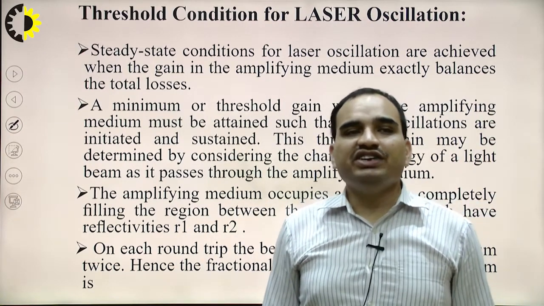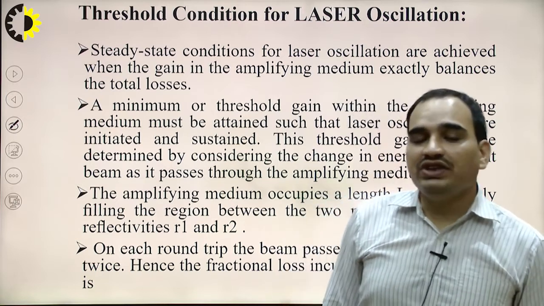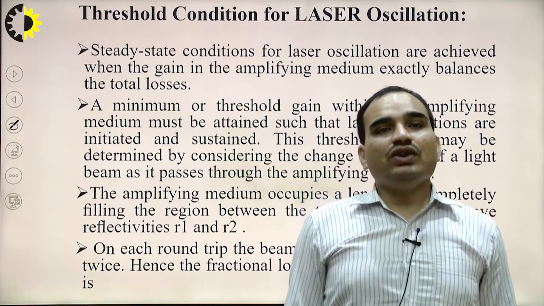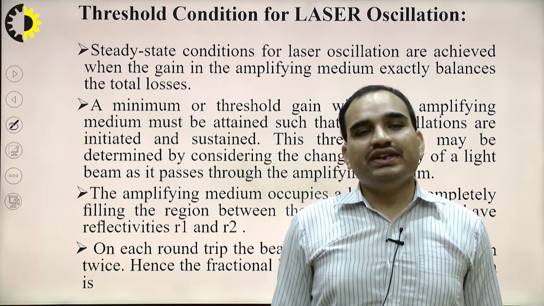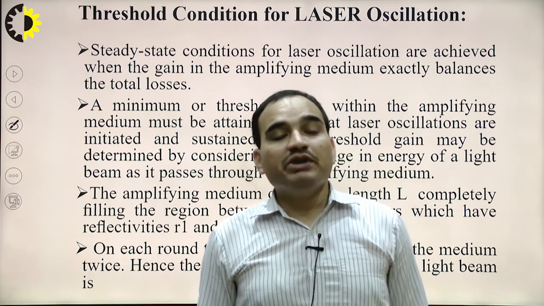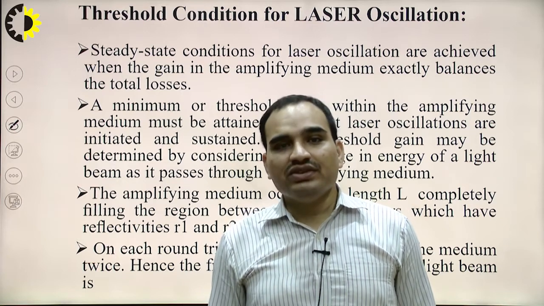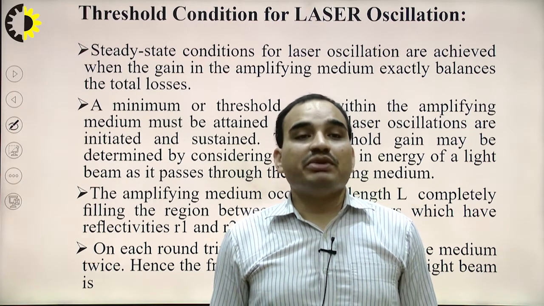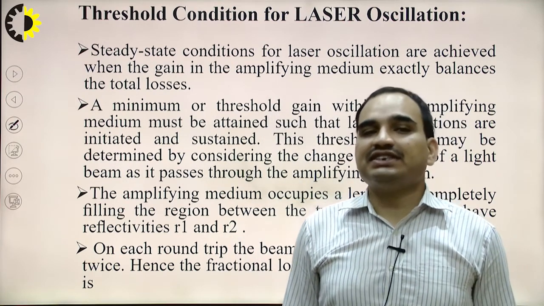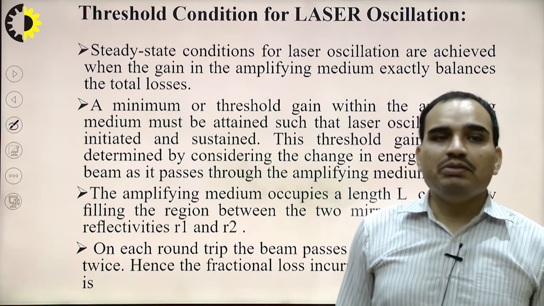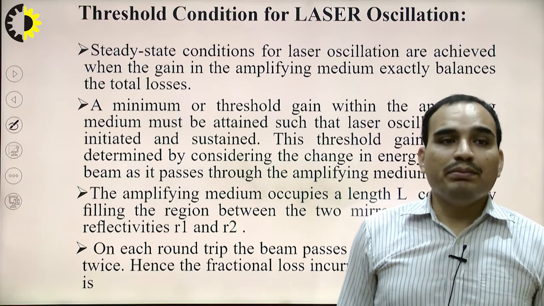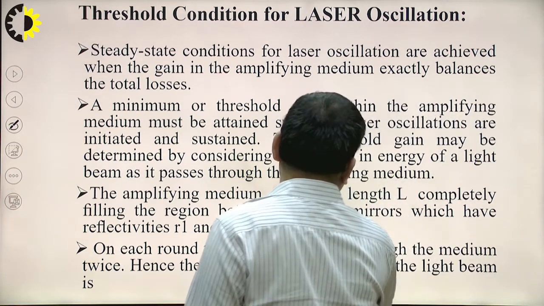Now what will be the condition for the threshold in the case of laser oscillation? The steady state condition for laser oscillation is achieved when the gain in the amplifying medium exactly balances the total loss. So a minimum or threshold gain within the amplifying medium must be attained such that laser oscillations are initiated and sustained. This threshold gain may be determined by considering the change in the energy of a light beam as it passes through the amplifying medium.